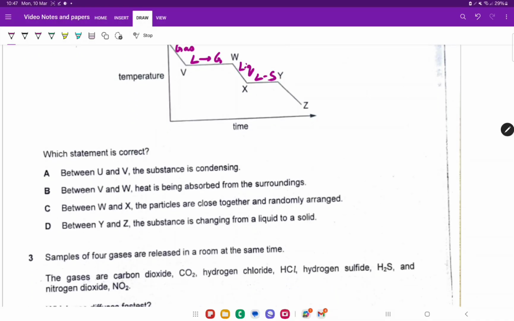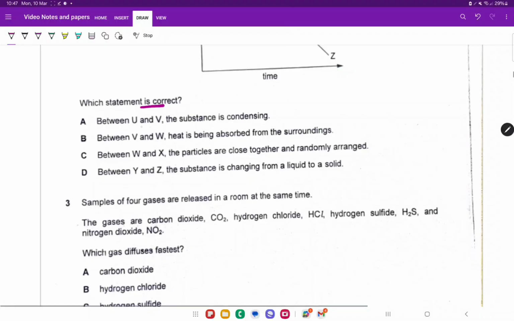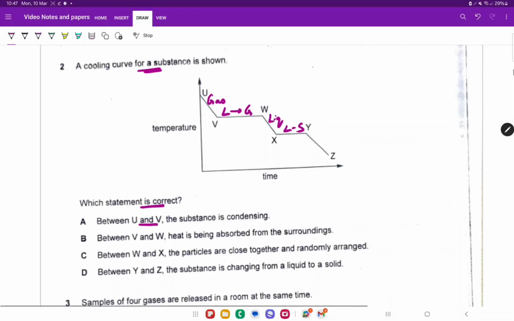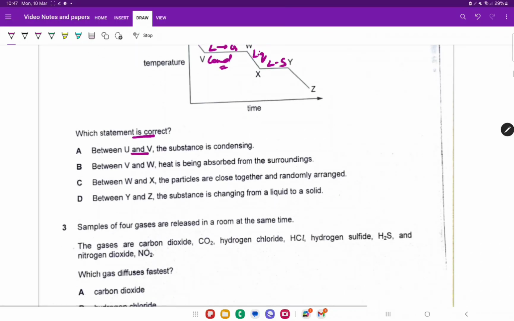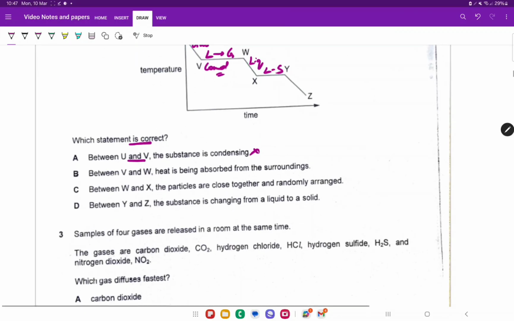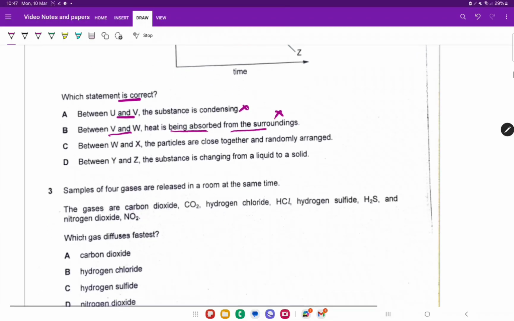What is the question asking? Which statement is correct? Between U and V the substance is condensing. No, condensation is not taking place at this point, so not condensing between U and V, it's wrong. Between V and W, the heat is being absorbed from the surroundings. Now this is a cooling curve, heat is always given out, not absorbed, again wrong.